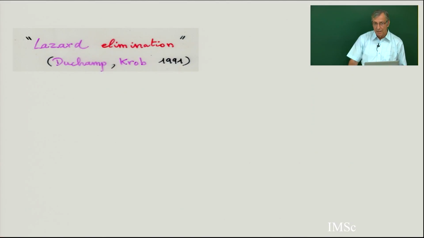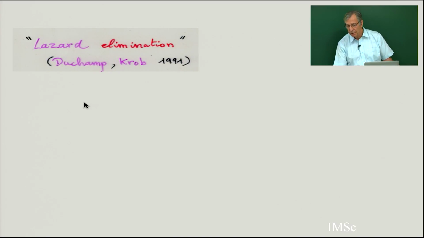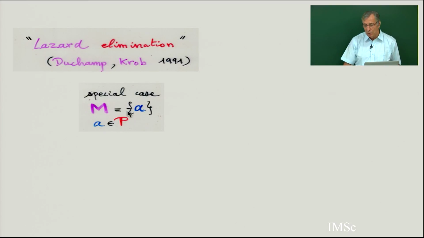So what is Lazard elimination? Well, it is from a paper by Duchamp and Krob in 91. Lazard is Michel Lazard, who was active in the 50s, with some papers on group theory and Lie algebras. The idea of Lazard elimination is to apply what I have done before, the second proof of the inversion lemma, to the special case where M is reduced to a single letter, or a single basic piece. What happens if I have a single basic piece?